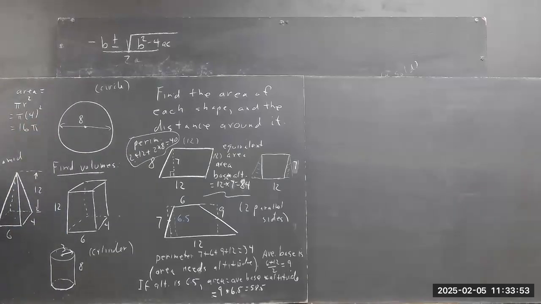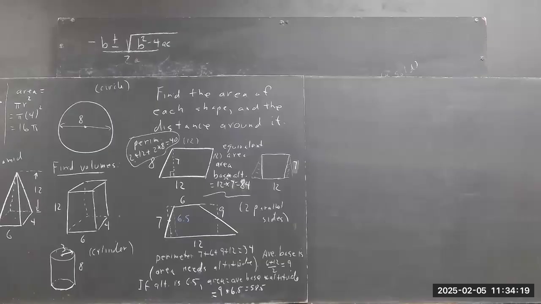Which is then 16 pi. Circumference. It's pi times the diameter. Which would be 8 pi.